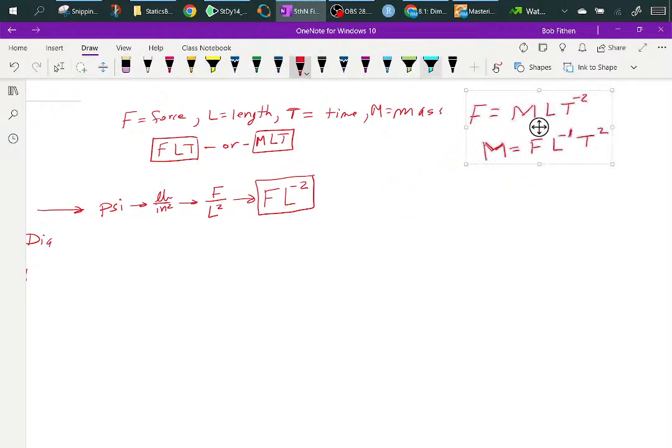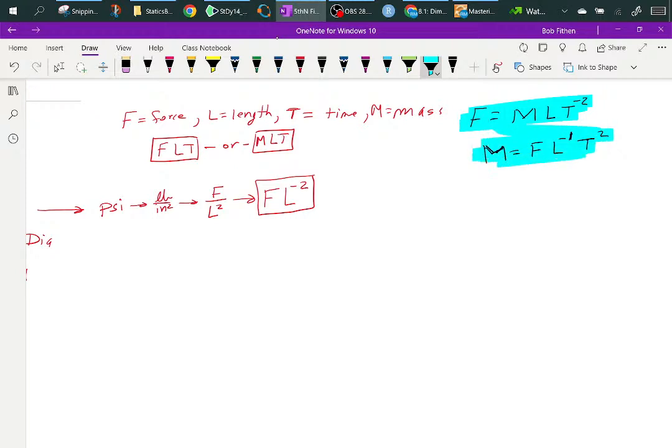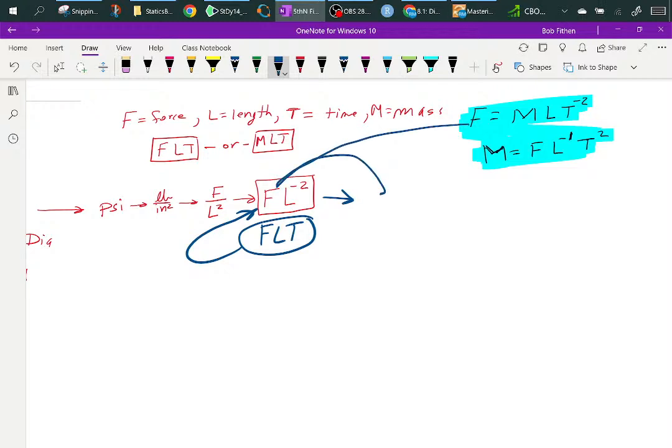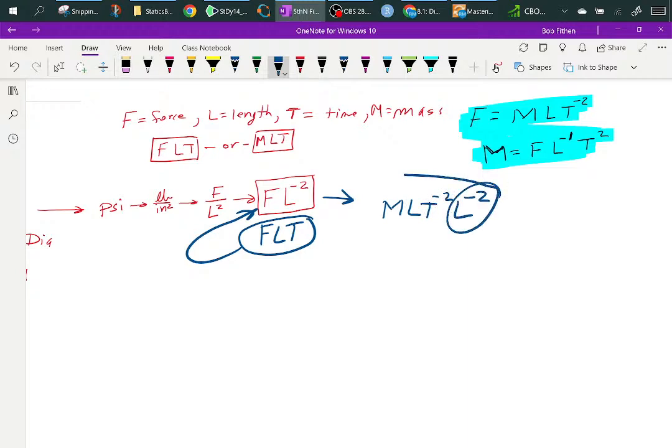So you can think of these now as special conversions that I can convert. Now, does it make sense? Well, that's the kicker here. It doesn't, because let's say I took this and I wanted to convert it. Technically, this is the FLT representation of pressure. Makes sense, right? So now I take this F and put it in here and then write that out. I get M L T to the minus 2 times L to the minus 2. So that L to the minus 2 is that one.